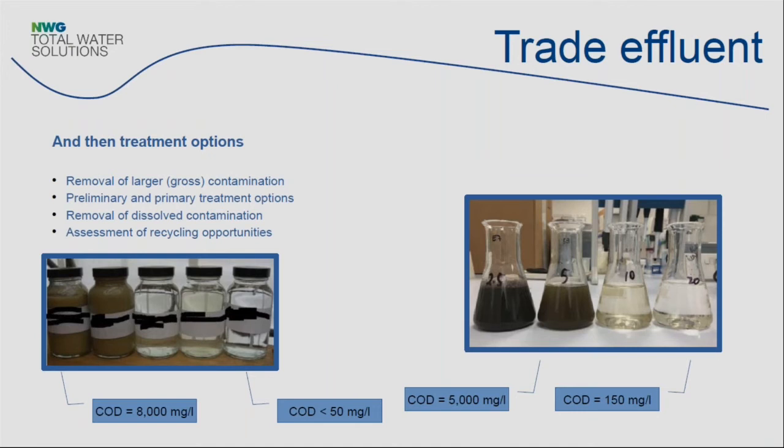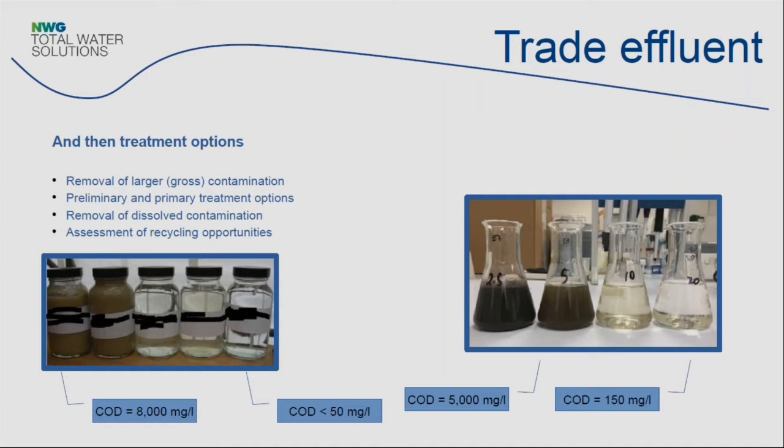And then you look at preliminary and primary treatment to remove solids, removal of dissolved contamination, and then looking at whether there are any opportunities to recycle the effluent. So if we look at the photograph in the bottom right-hand corner with the 5 jars with the black lids, the right-hand jar is the untreated effluent from a client in the chemical industry. And as you can see, it's a dark, sort of beigey brown colour. It was quite viscous stuff. There was a lot of solids in there.